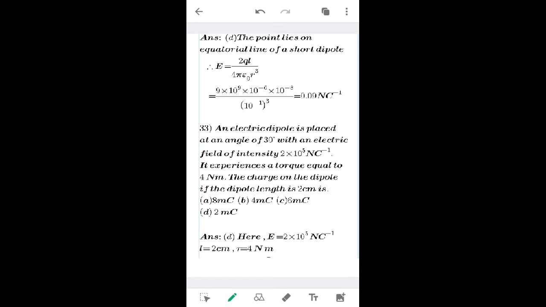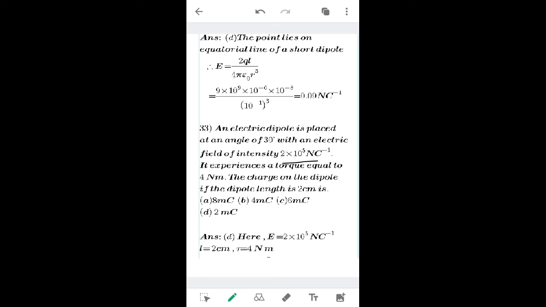Now let us go to the next problem. An electric dipole is placed at an angle 30 degree with an electric field of intensity 2 into 10 raised to 5 Newton per coulomb. It experiences a torque equal to 4 Newton meter. Find the charge on the dipole if the dipole length is 2 centimeter. The options are 8 milli coulomb, 4 milli coulomb, 6 milli coulomb, 2 milli coulomb.